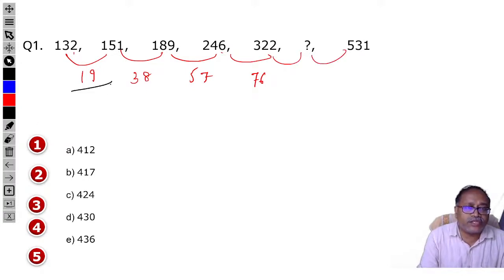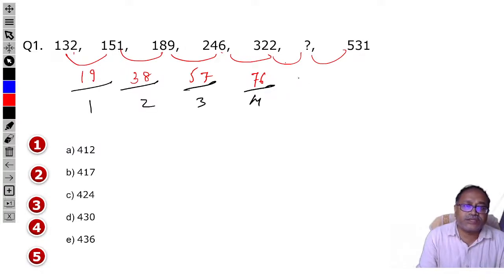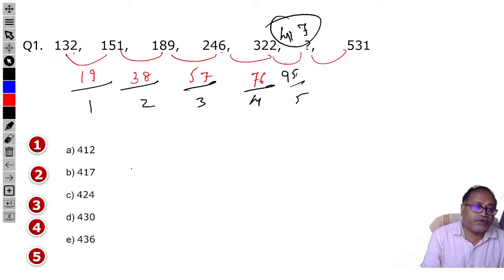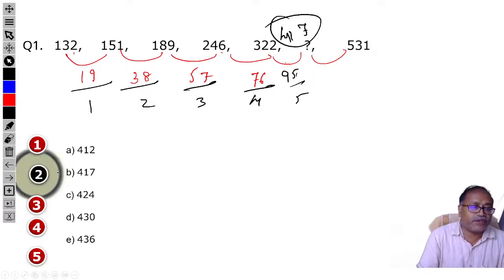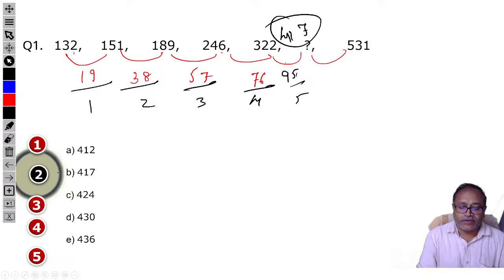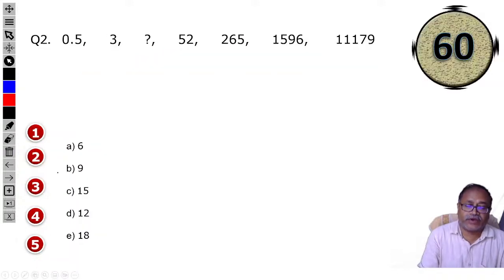I noticed that here it is 19 into 1, 19 into 2, 19 into 3 and 19 into 4. So I need 19 into 5, and 19 into 5 is 95. Add this 7 and this 41. This should be the answer, 417. So 417, your option choice 2. Beautifully answered. Now only 5 questions. So this is the second question on the board.